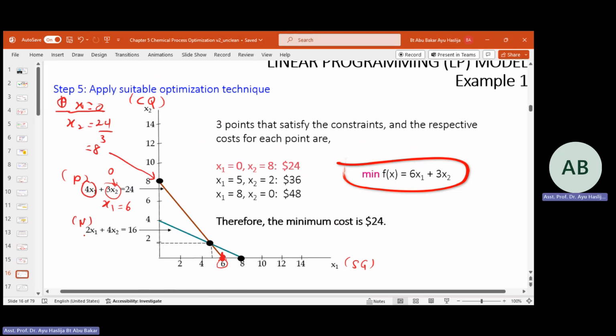Okay, now we move to nitrogen. If x1 equals 0, so x2 is 4. Okay, so that's how you get the 4 over here. When x2 equals 0, then you get 8.